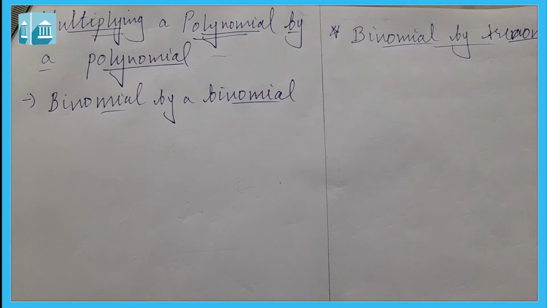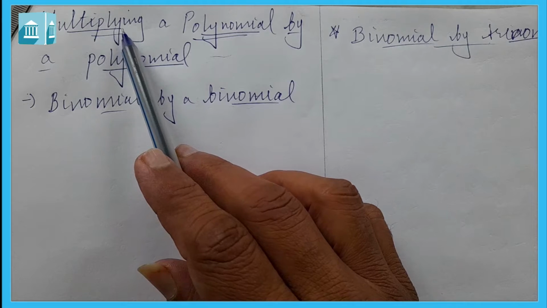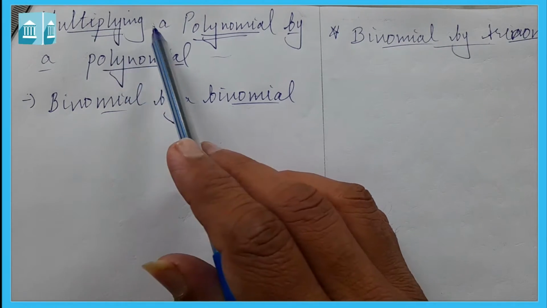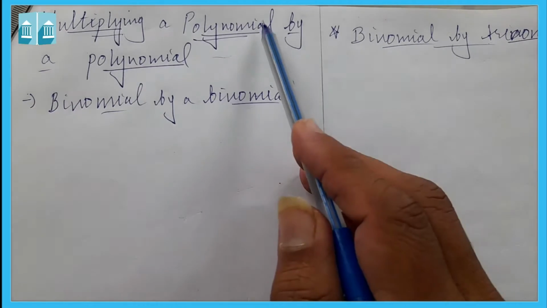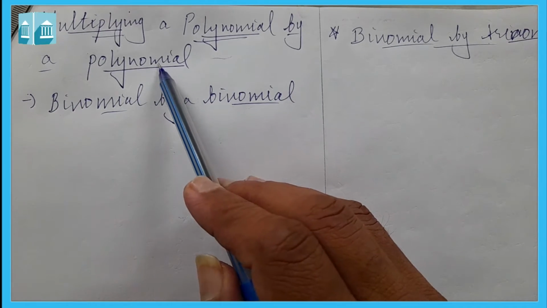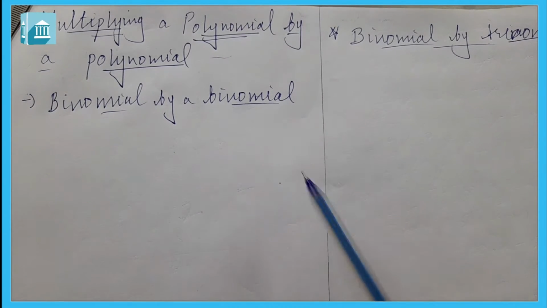Till last session we had learned about multiplication of monomial to monomial and multiplication of monomial to binomial. That means we had learned about multiplication of monomial to polynomial. Now in this session we are going to learn multiplying a polynomial by a polynomial. Let us begin with binomial by a binomial.